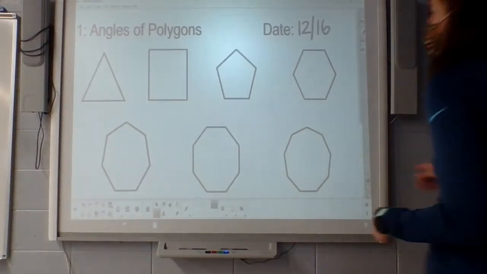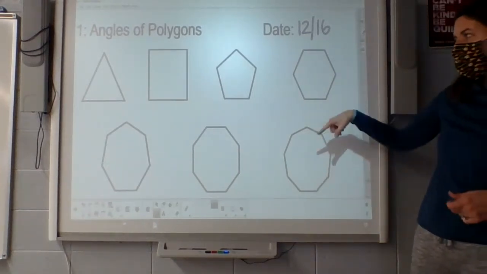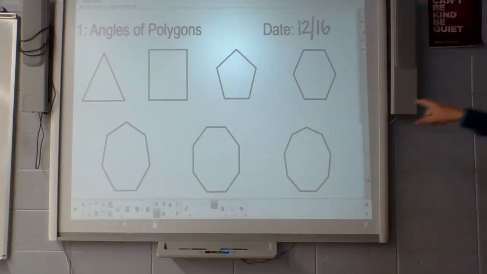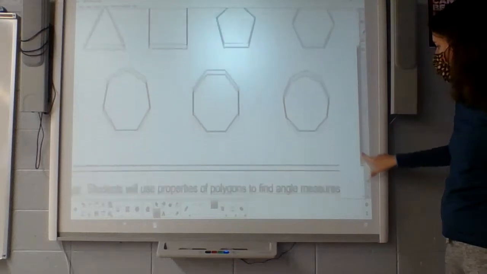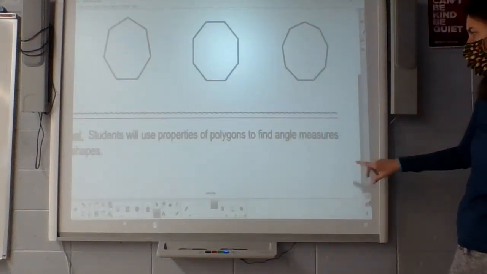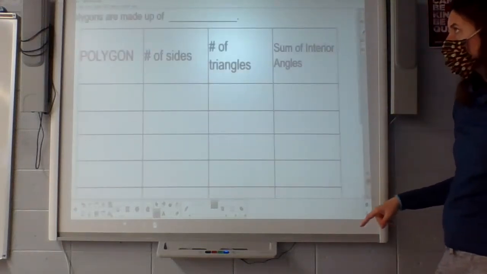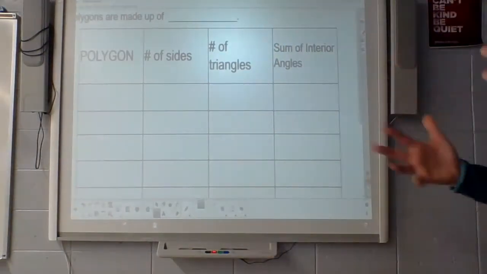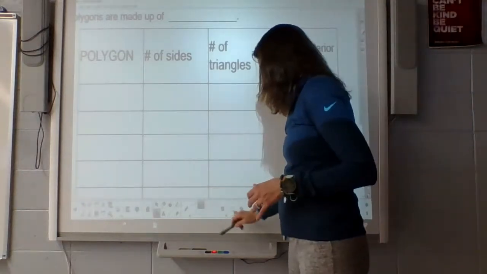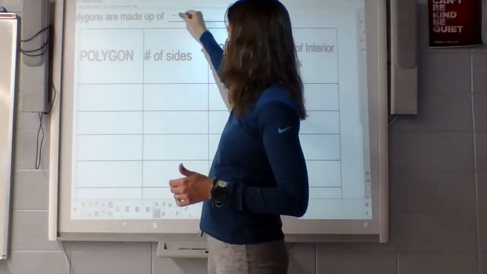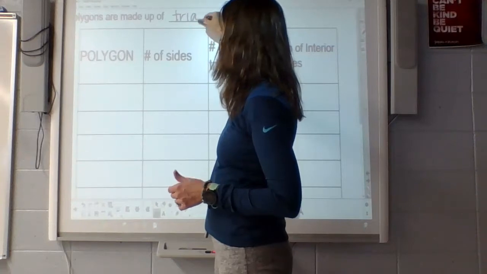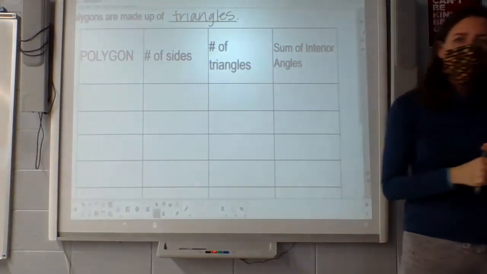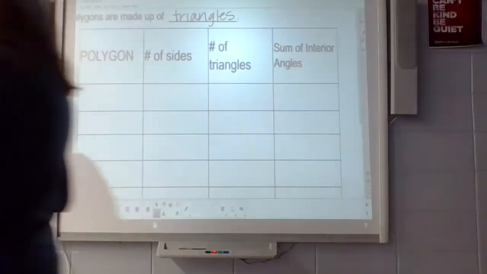So we're going to talk about the angle measures of the interior of these shapes today. So hopefully the triangle you already know. So talking about the angle measures of shapes. Polygons are made up of triangles, and that's kind of a weird statement to say. So polygons are made up of triangles. And I'll show you what I mean by that in a few minutes here.